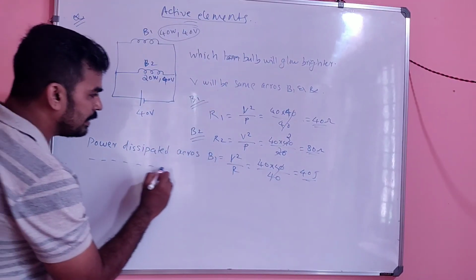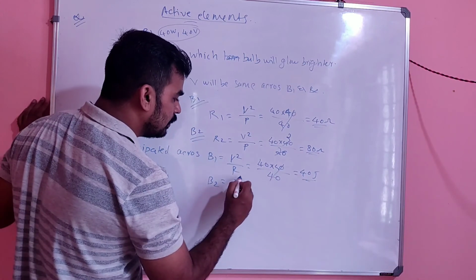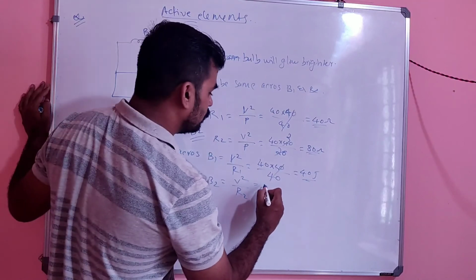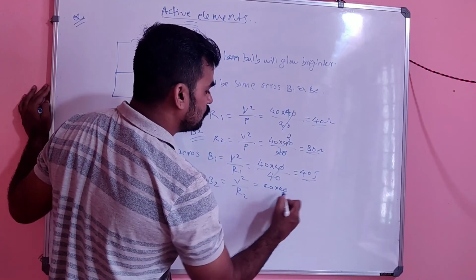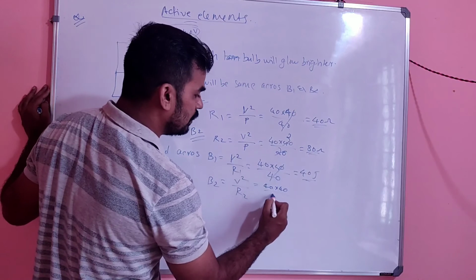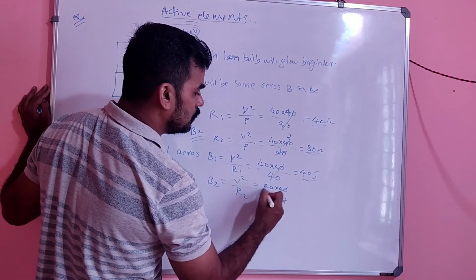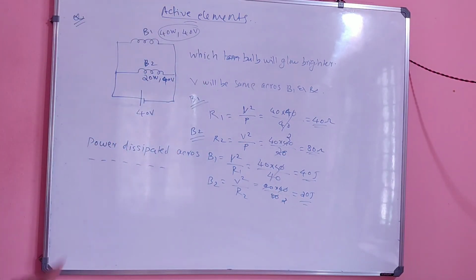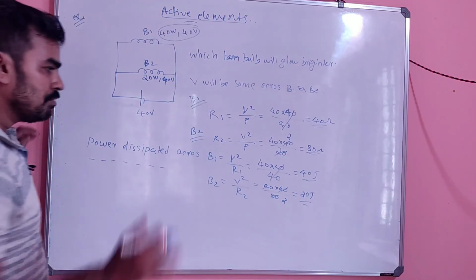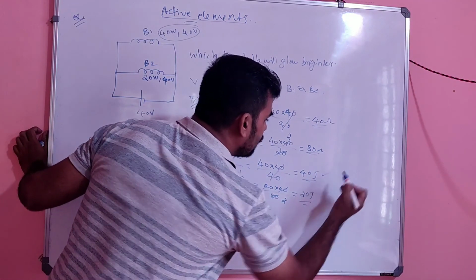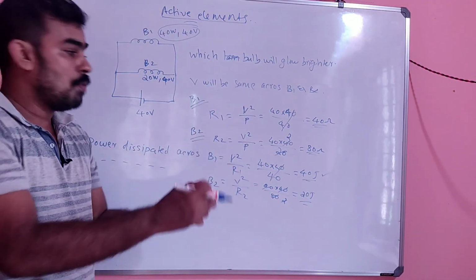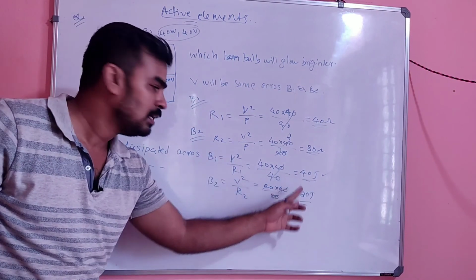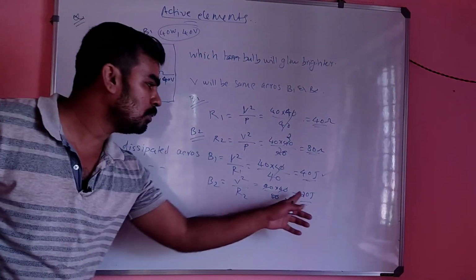And again, power dissipated across bulb B2 will be equal to V square by R2. V is 40, so 40 into 40 divided by R2, which is 80. So it will be 20 joule. So from this power dissipation concept, you can see that bulb B1 will produce more energy in the form of light and heat. It is 40 joule, but here it is only 20 joule.